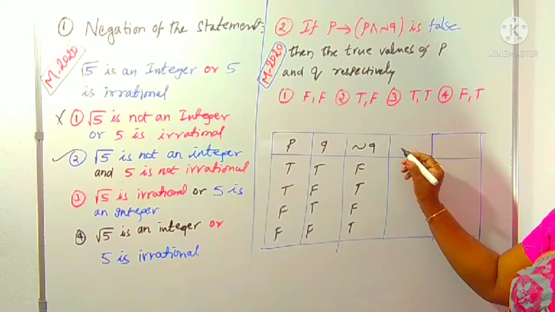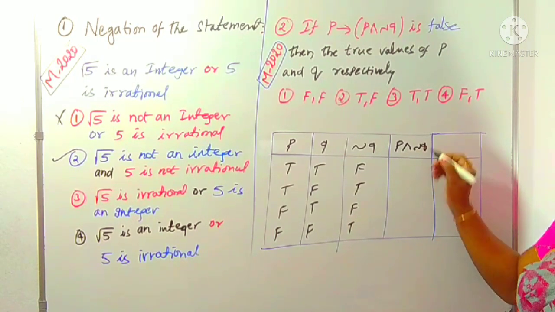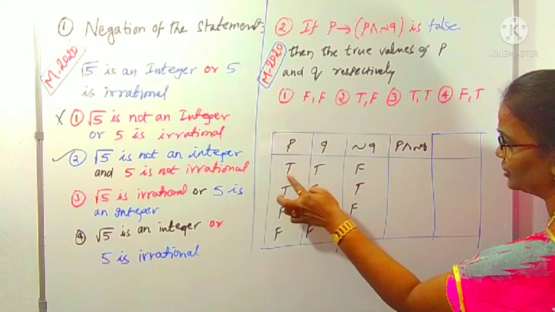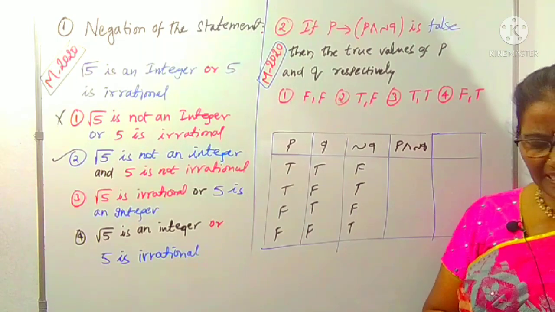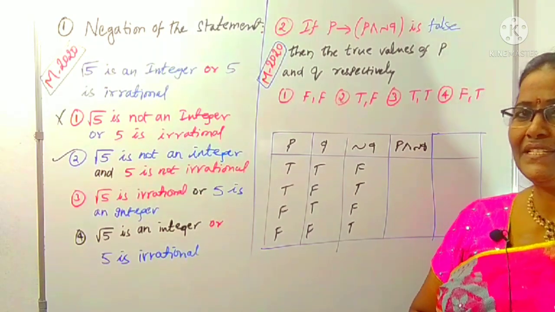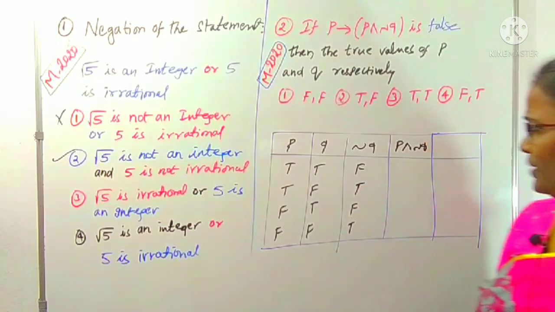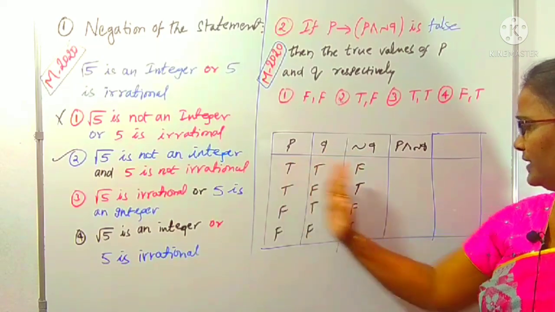That is this column; I leave it like this: P and negation Q. It means we want to use 'and' between P and negation Q, between these two only. In case of 'and', I told you, all are false; TT only T. Between P and negation Q, we have to use these two columns only.